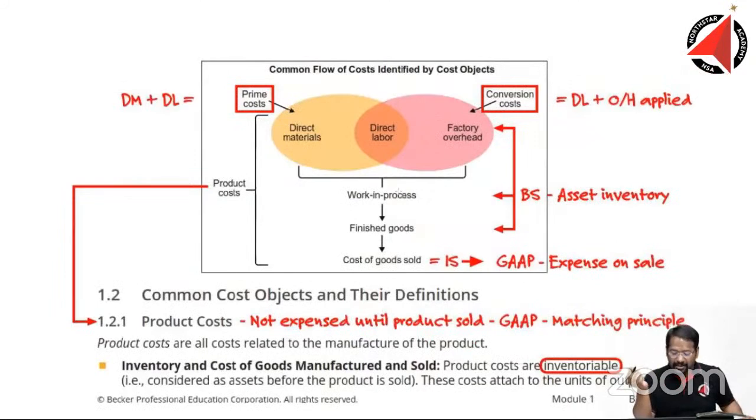Common flow of cost identified by cost. So we have talked about direct material. We have talked about direct labor. Let's go further deeper into this. So direct material. What is direct material? Is it a variable cost? Is it a fixed cost?